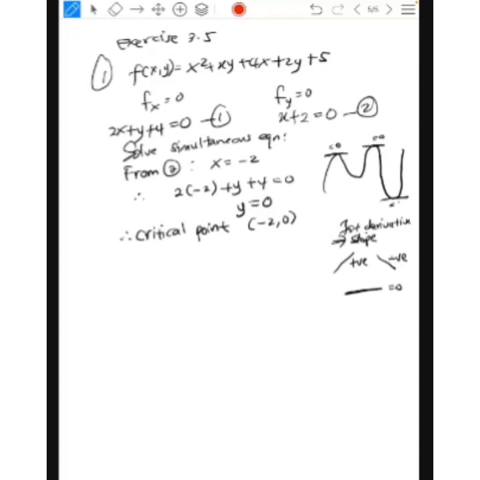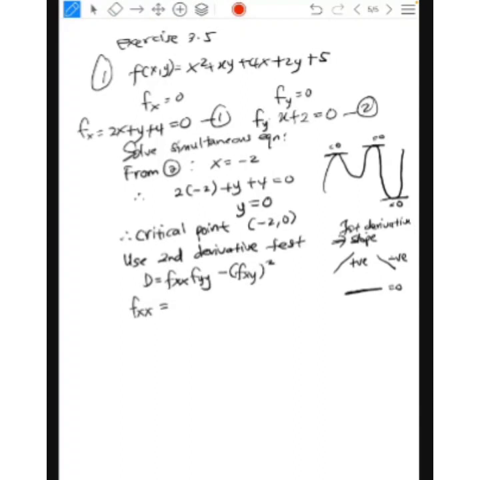Okay, now we are testing this critical point, whether it is minimum, maximum, or saddle point. How to test? Just use the second derivative test. The formula for this second derivative test will be given in your final, which is D equals to fxx times fyy minus fxy squared. So before you use this formula, you have to find fxx, fyy and fxy. Where do we get them from? From this one. This is your fx just now, and this is your fy.